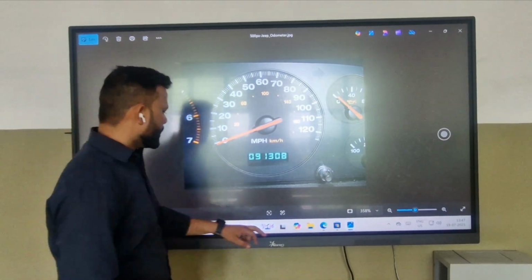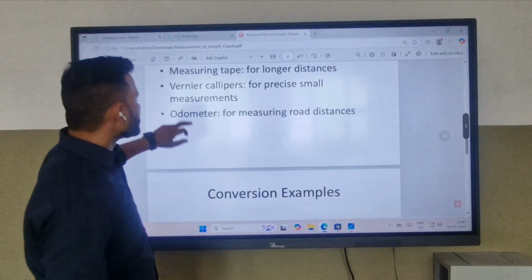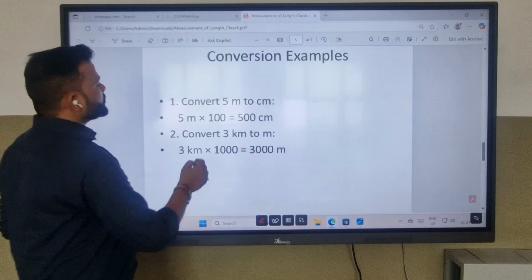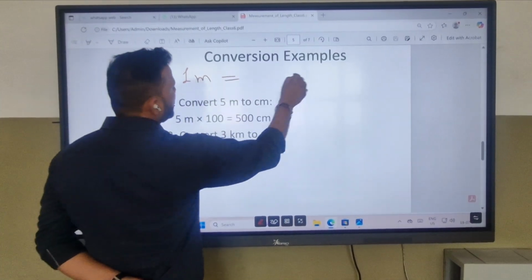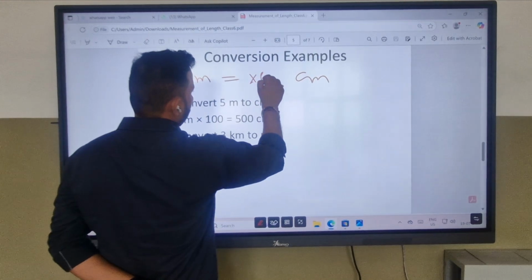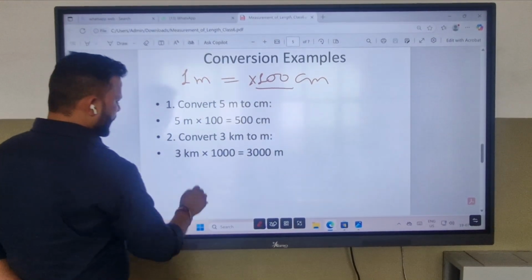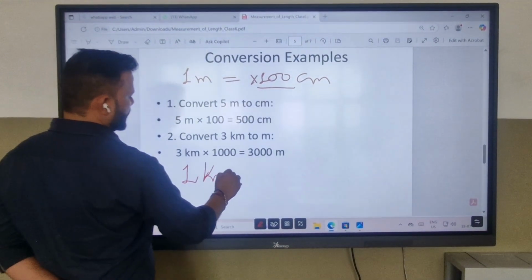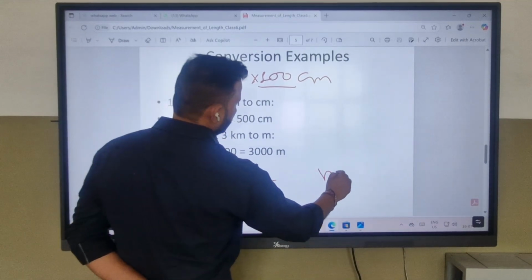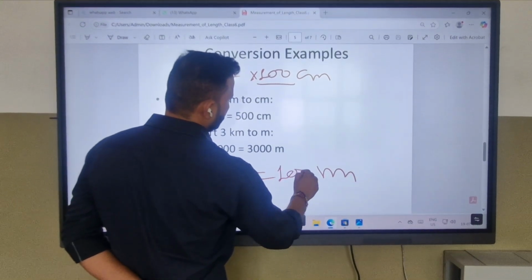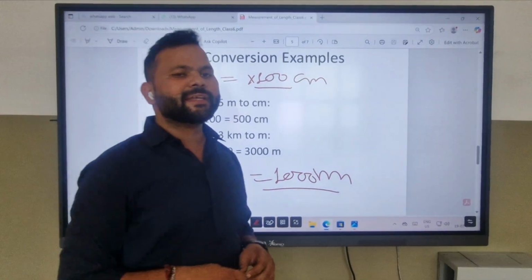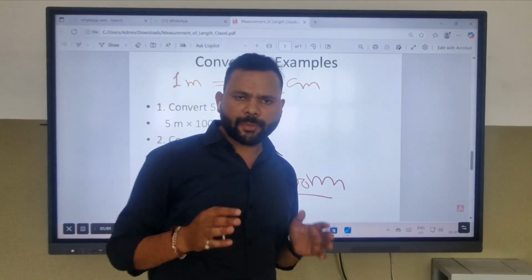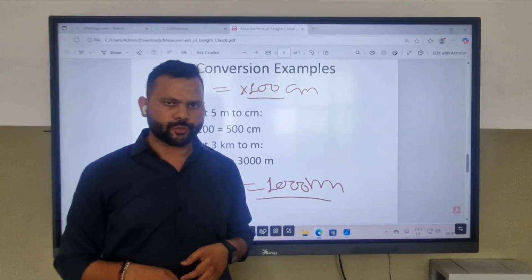Okay, everyone. So now let's discuss the conversion. If we have something in meter and we want to convert it into centimeter, then we have to multiply by 100. And if we have something in kilometer and we want to convert it into meter, then we have to multiply by 1000. This simple conversion we have to learn because it is going to be very helpful in our daily life. In mathematics also, this will be very helpful to you.